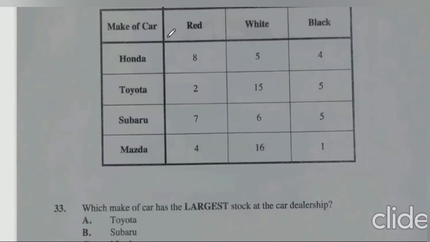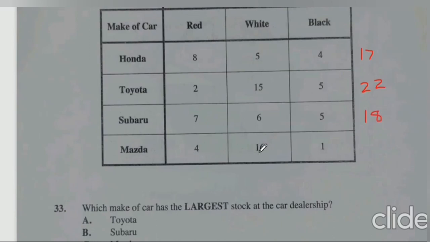Okay, so with the Honda here, let's see how many Hondas we have. We have 8 plus 5, 13, plus 4, 17. 17 Hondas in total. Toyota, we have 2 plus 15, 17, plus 5, 22. For the Subaru, we have 7 plus 6, 13, plus 5, 18.